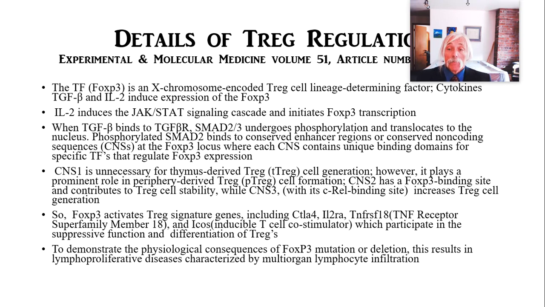Now, CNS1 plays a prominent role in all the peripheral Tregs. Those are the ones that are in circulation, right, or resident in tissues or associated with tissues. So that tells you about CNS1. CNS2, okay, that's a conserved non-coding sequence, all associated with the enhancer region for the FOXP3. Has a binding site, of course, and it contributes to Treg cell stability, while CNS3, with its CREL binding site, for those of you that are oncologists, I know you've heard of CREL before, because mutations in that can induce certain kinds of tumors.